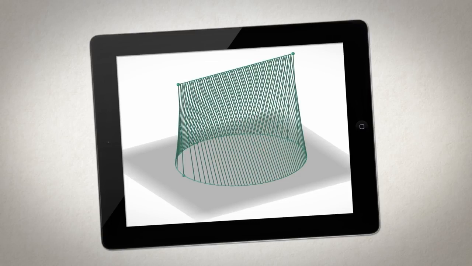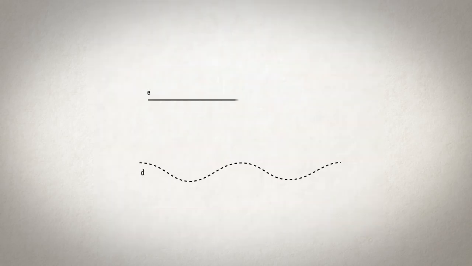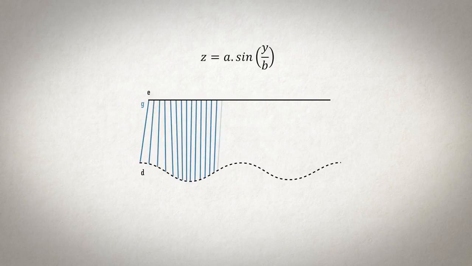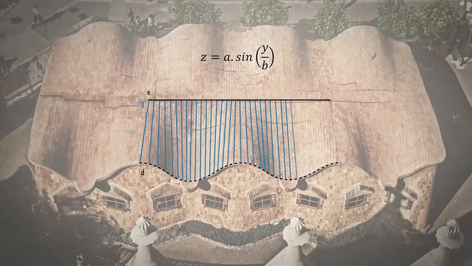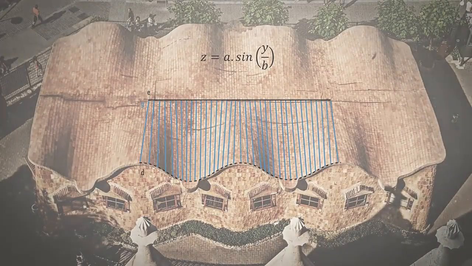Let's make a second experiment. Instead of a circumference, let's use a sinusoidal directrix to generate a sinusoidal conoid, the conoid that Gaudí applied in the wall and roof geometry of the Sagrada Familia school.